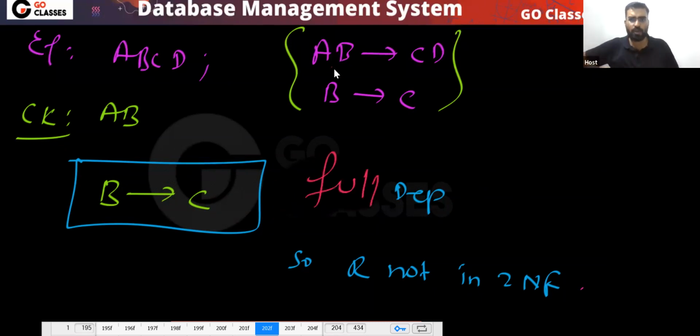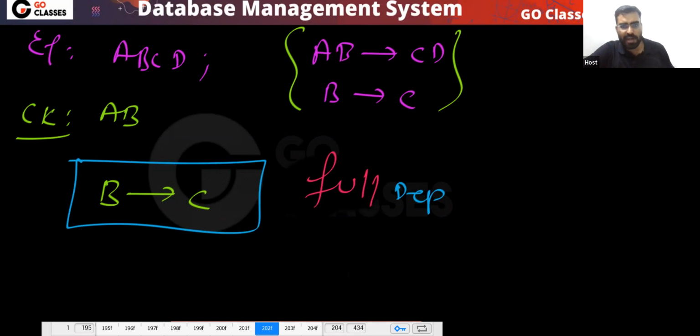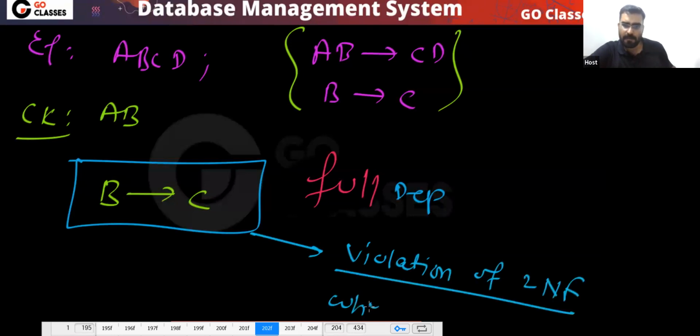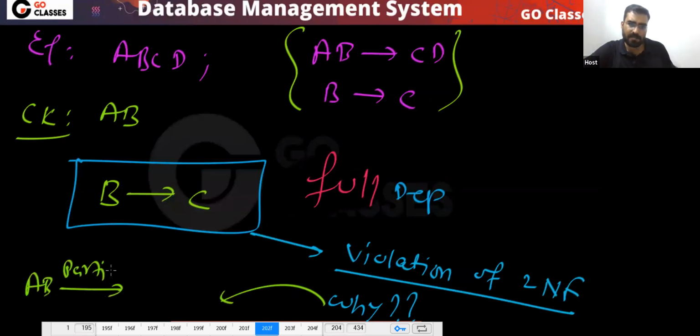You cannot remove anything from the LHS. Can you remove something from the LHS? No, you cannot. So this is full. But this is a violation of 2NF. Why? What is the reason? This is a violation of 2NF because this is partial dependency.